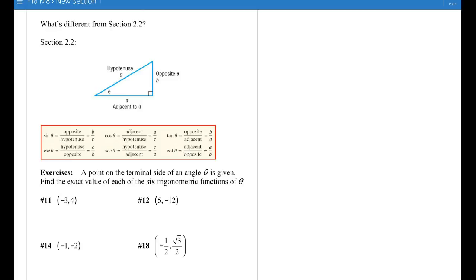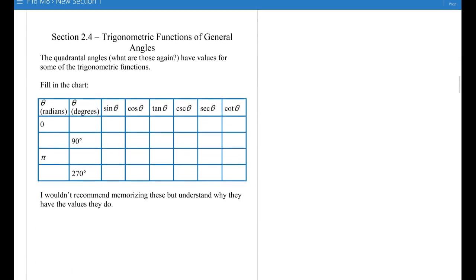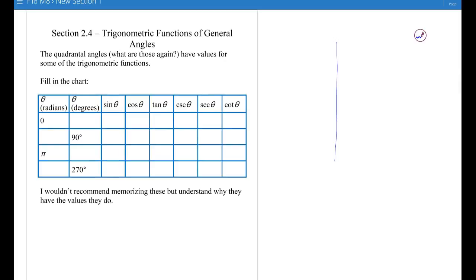So we'll work on these exercises together in class. And I want to go on to talk about the quadrantal angles. Oh yeah, those are, if we start at the positive x-axis and we go to 90 degrees, that's a quadrantal angle. So we'll fill in this chart together. And I wouldn't recommend memorizing these, but understanding why they have the values that they do.